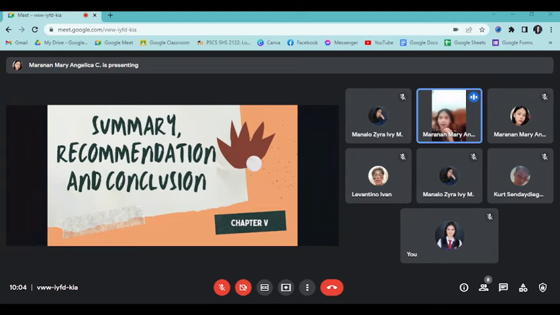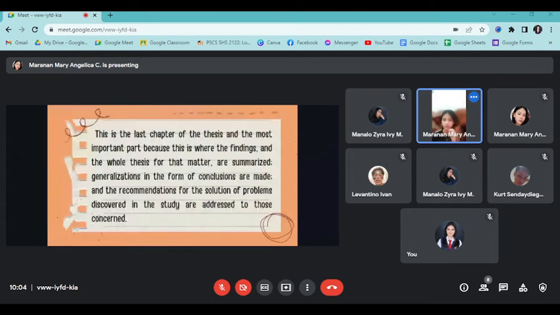In Chapter 5, we will tackle the summary, recommendation, and conclusion. This is the last chapter of the thesis and the most important part because this is where the findings and the whole thesis for that matter are summarized. Generalizations in the form of conclusions are made and the recommendations for the solution of problems discovered in the study are addressed to those concerned.